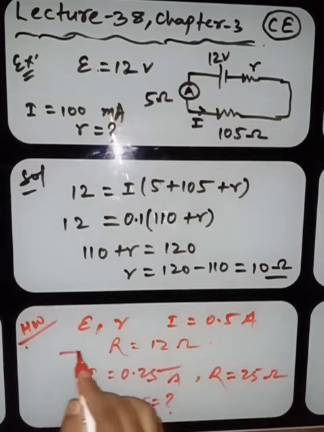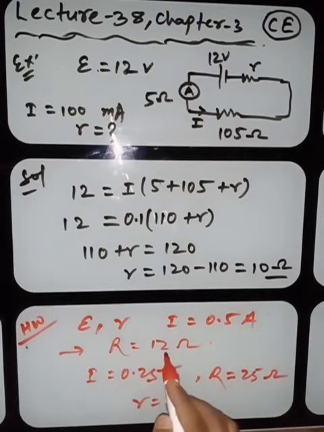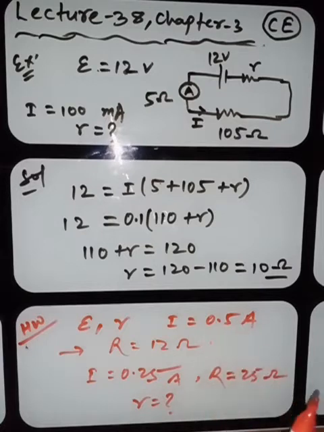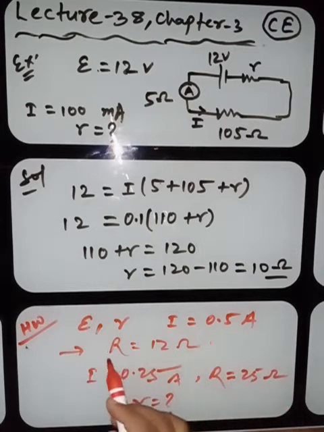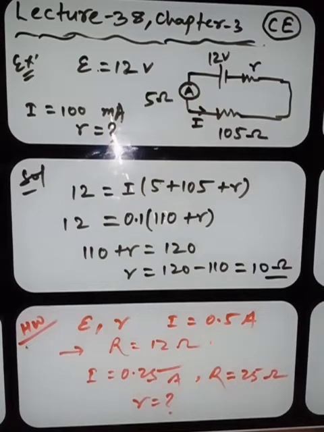In the first case we connect a load resistance of 12 ohm, and we get the current 0.5 ampere. Now if we connect 25 ohm as external resistance, by removing this one, with the same cell, we get the current 0.25 ampere. You have to find the internal resistance of the cell which gives this particular result. Now the next one.